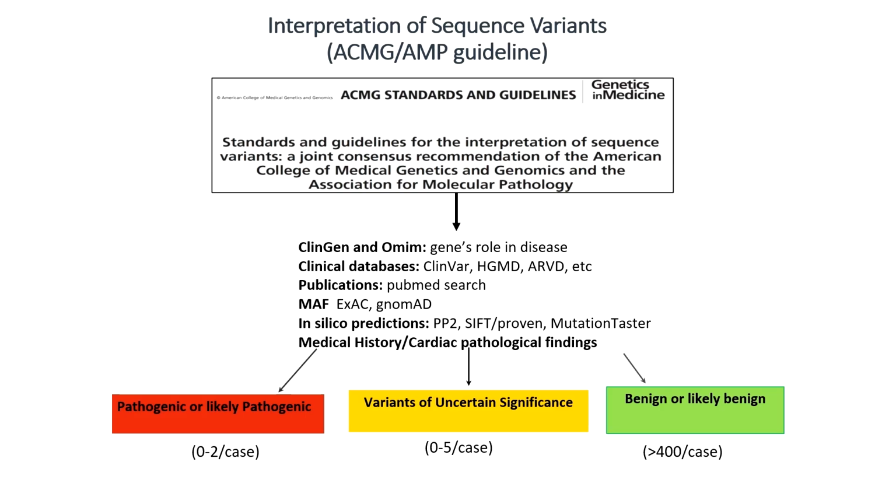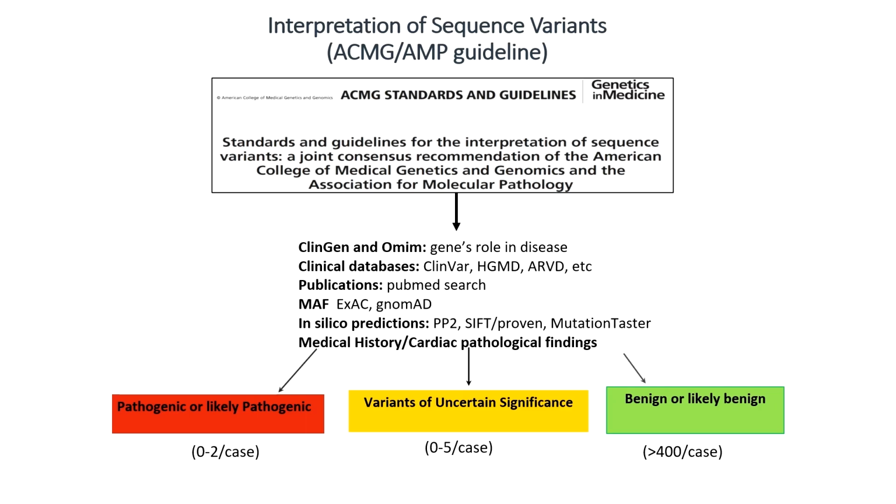Each variant is classified into one of the 5 categories: pathogenic variant, likely pathogenic variant, variant of uncertain significance, likely benign, or benign variant. In each case, there are over 400 likely benign or benign variants, 0 to 5 variants of uncertain significance, and 0 to 2 pathogenic or likely pathogenic variants.